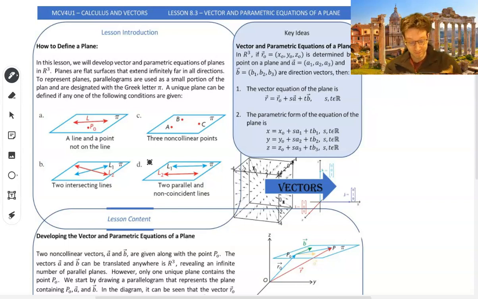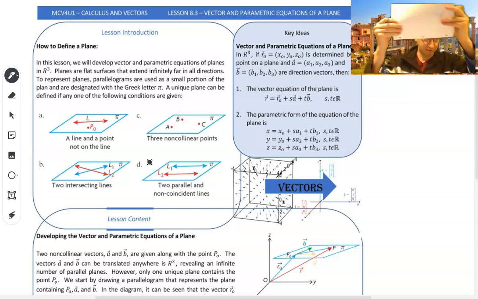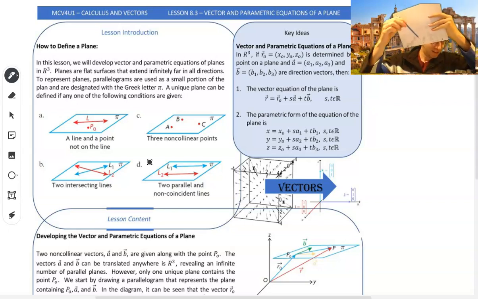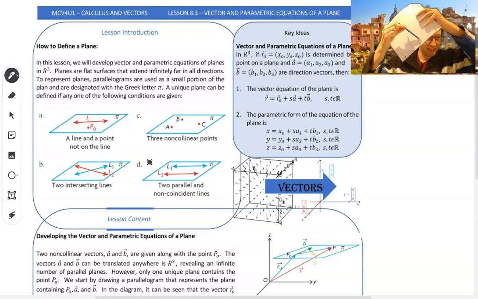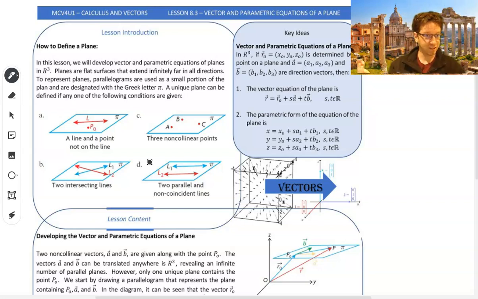And, well, for example, if I were to take a piece of paper and a pencil, let's say the pencil represents a line, I can put that on the plane, but notice that the plane can still rotate into many different positions and the pencil is still on it. So a single line is not enough to specifically describe a plane. We need something else as well.